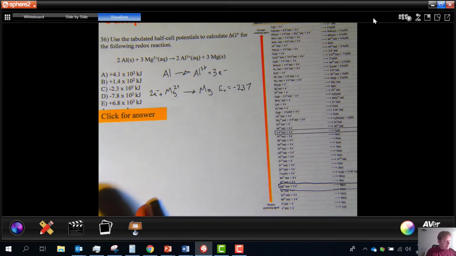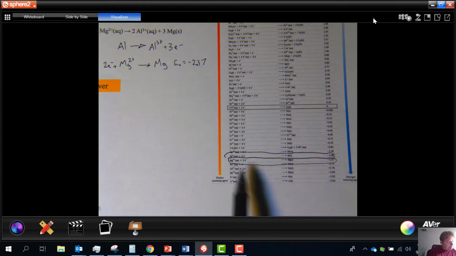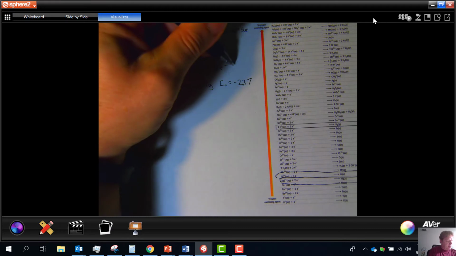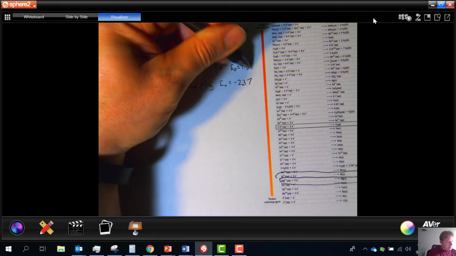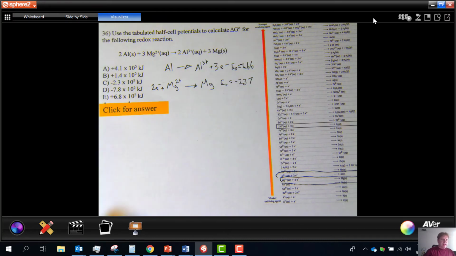And then the other half of the reaction is aluminum. And actually that is directly above it. They're right next to each other. So those two are neighbors. So there we have aluminum ions plus 3 electrons forming aluminum. And we have the potential there is negative 1.66. Okay? So these are both negative.